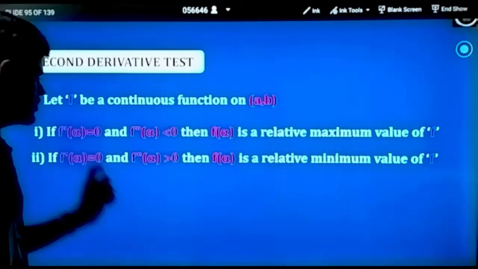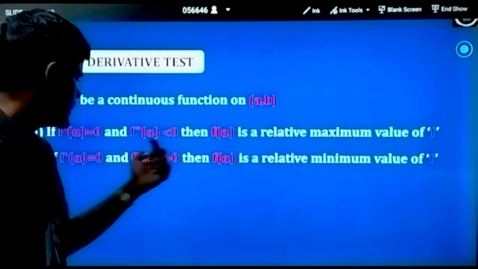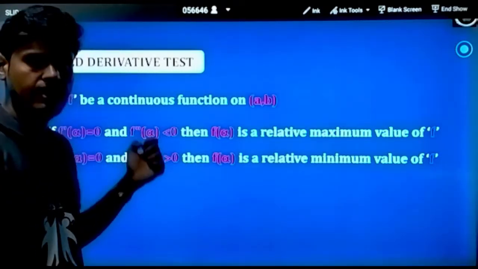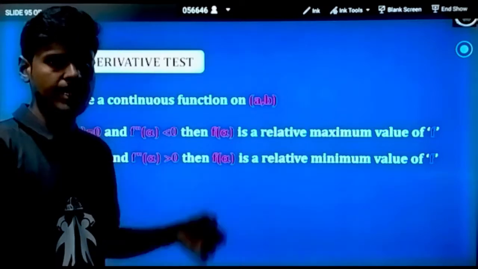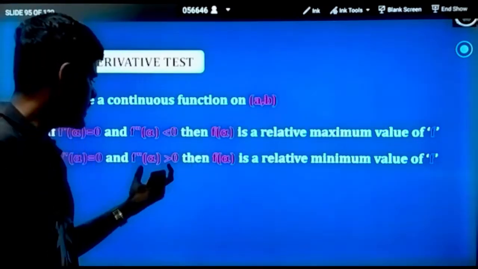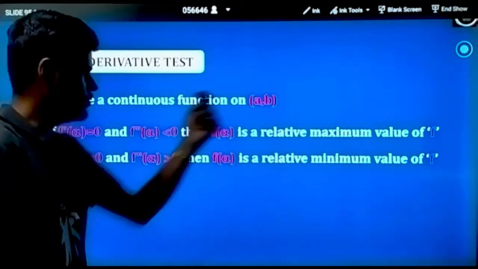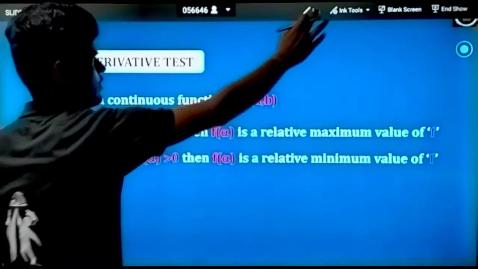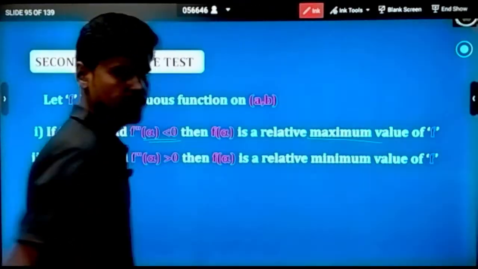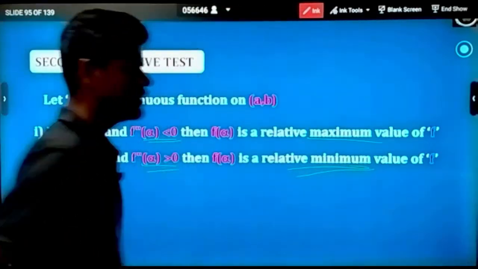Similarly, when f dash equals 0, that means alpha is a critical point, and f double dash becomes positive at that critical point. Remember, we have to find f double dash at the critical point. So at the critical point, this value will be negative for maximum and positive for minimum. It is less than 0 for maximum and greater than 0 for minimum.